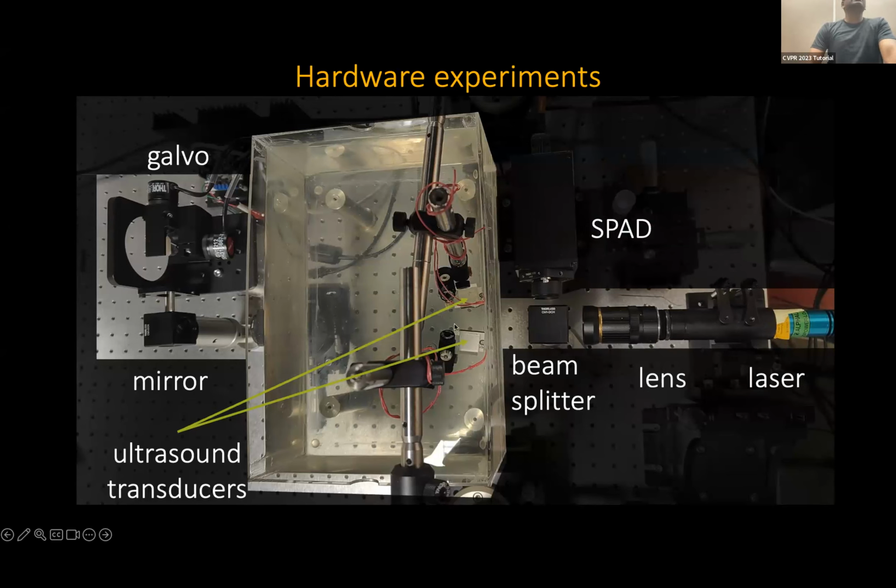It's a bunch of transducers that are there inside water. That's all. And this will help us steer this beam. We also added a galvanic mirror so that we can have a one-to-one comparison between both these techniques.